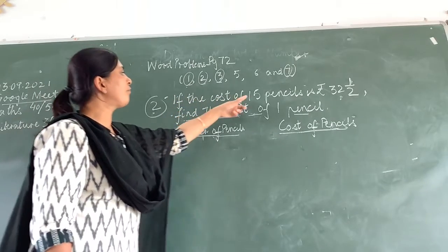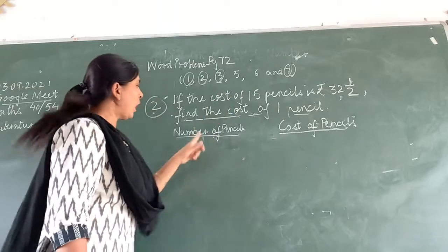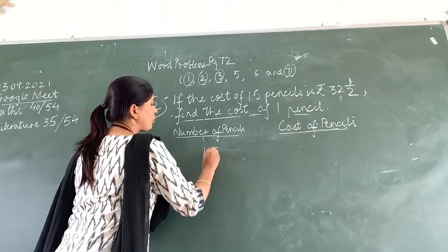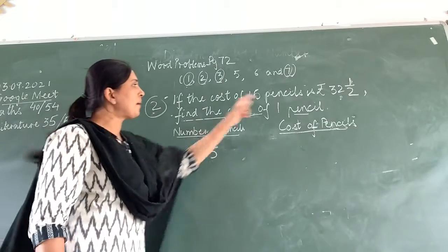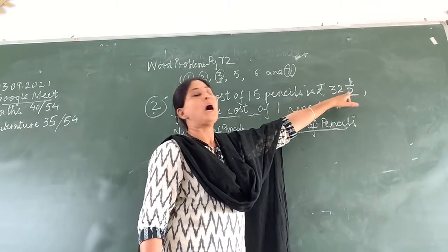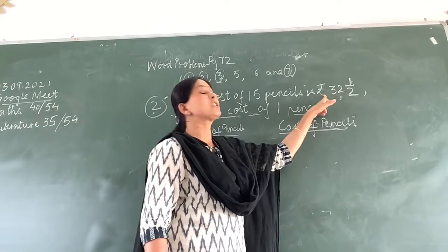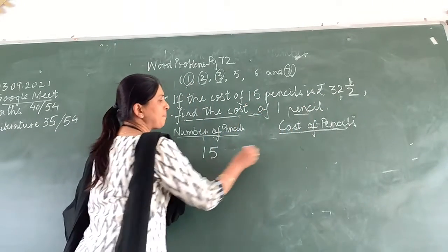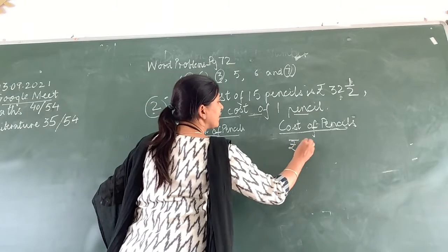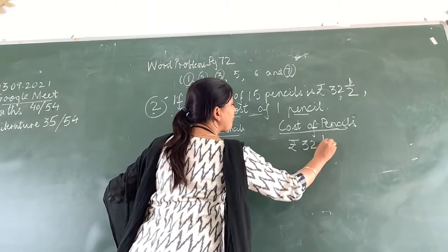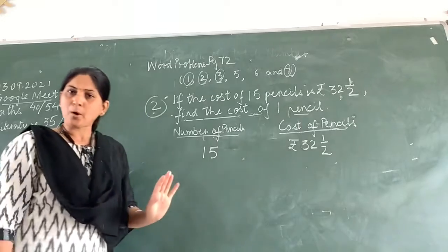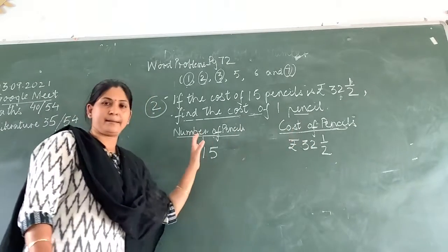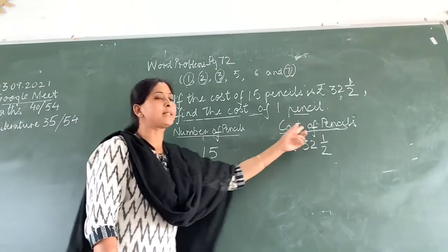If the cost of 15 pencils. How many pencils? See, under the number of pencils, we will write 15 pencils. If the cost of 15 pencils is how much? 32 and a half rupees. 32 and a half rupees is the cost of 15 pencils. So, 15 pencils, their cost is 32 and a half rupees. Okay, so now instead of the first sentence, we have written the numbers under the heading. Instead of the statements, we are using the headings.